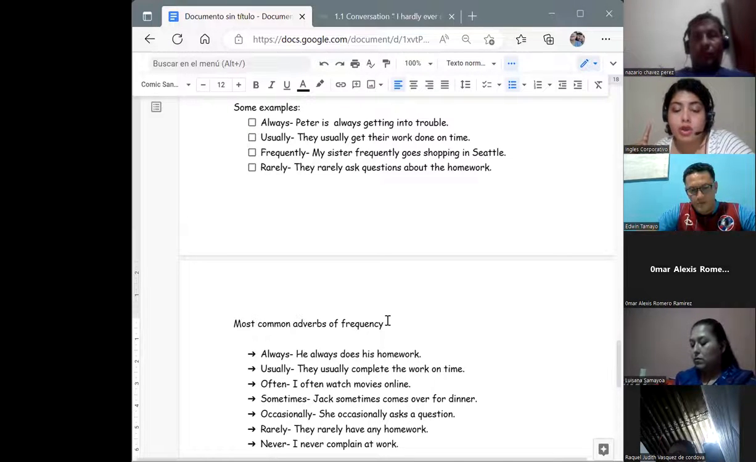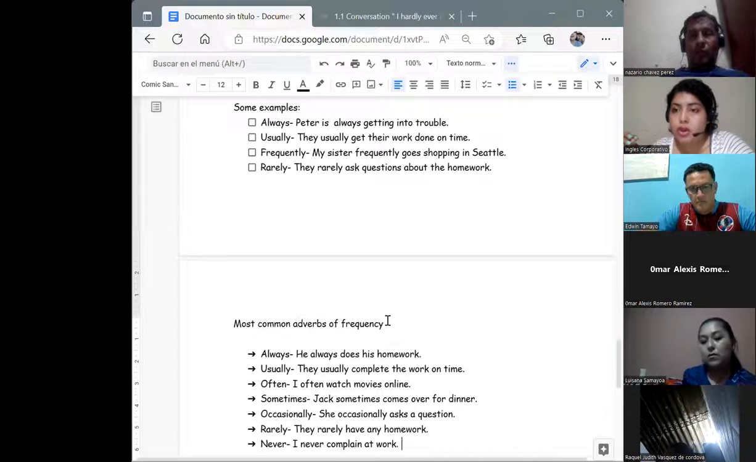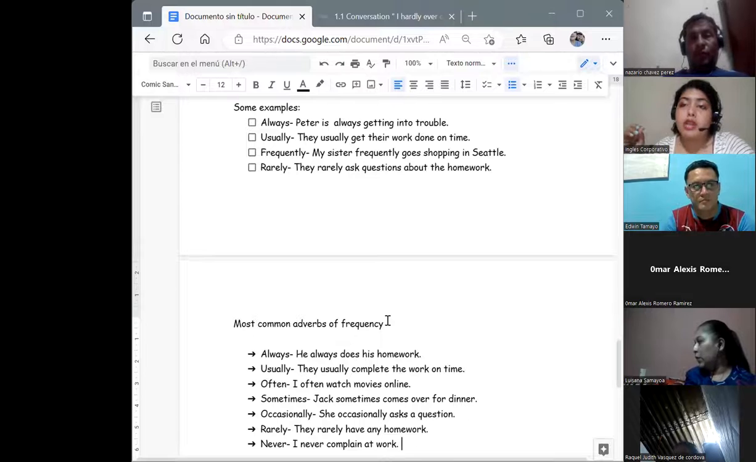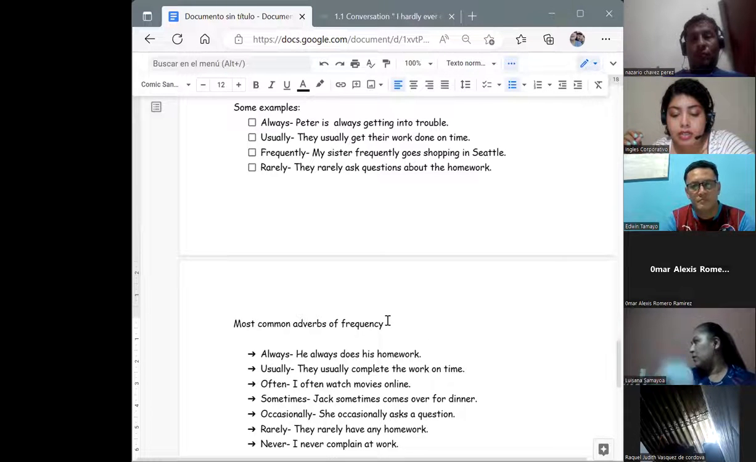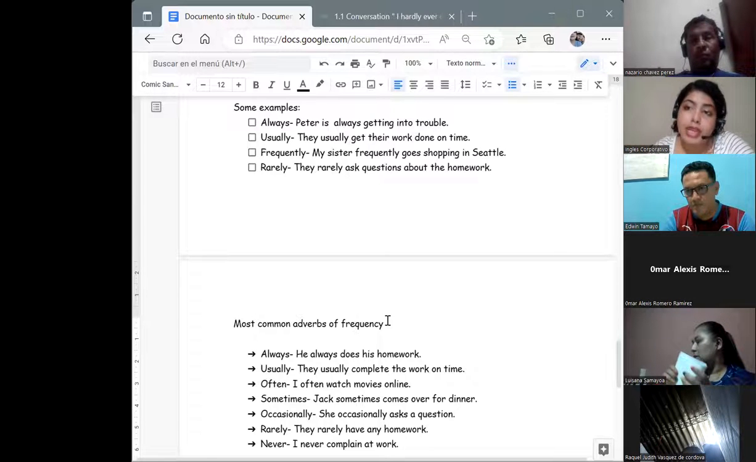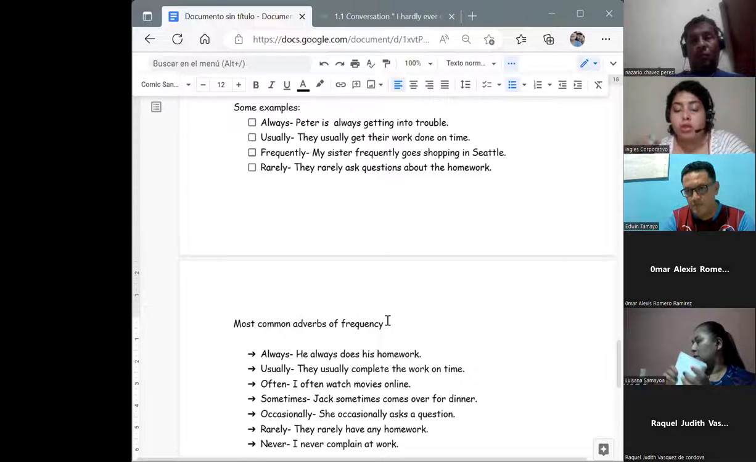Si tenemos oraciones con un verbo, we are going to use that adverb in the middle of the sentence, after the subject and before the verb. Vamos a colocar, en este caso, el adverbio en el medio de la oración, después del sujeto y antes del verbo. O sea, va a ir en medio de esos dos.